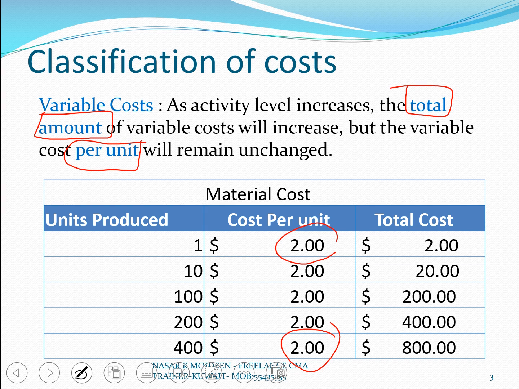So per unit cost is going to be the same, and the total cost is going to increase or decrease based on how many units we produce.